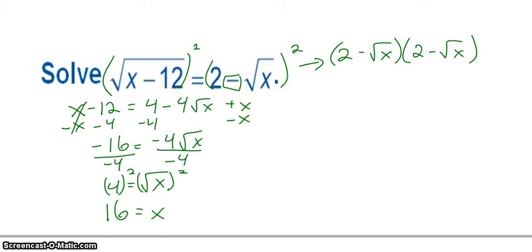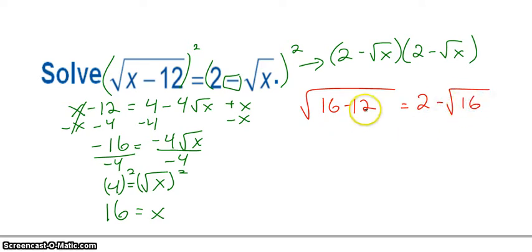Now I do want to check my answer, so I'm going to plug it in. So I've got 16 minus 12. 16 minus 12 is 4. Square root of 4 is 2. Square root of 16 is 4. 2 minus 4 is negative 2. That is not a true statement. So I have no solution.